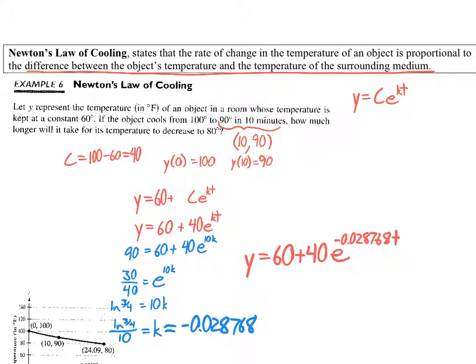Now, it all had to do with, they told us that y had to represent the temperature, not the difference in temperature. Okay? If I made y equal the difference in temperature, I could just make it y equals 40 e to the kt. Alright? But that's not what we were asked to do.